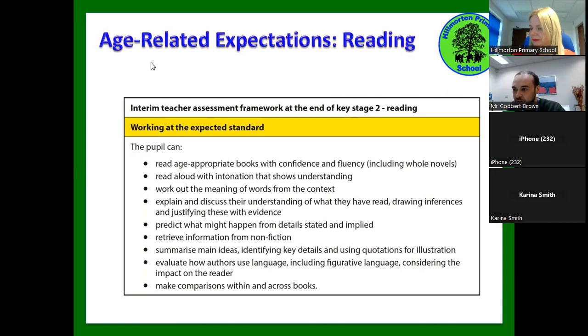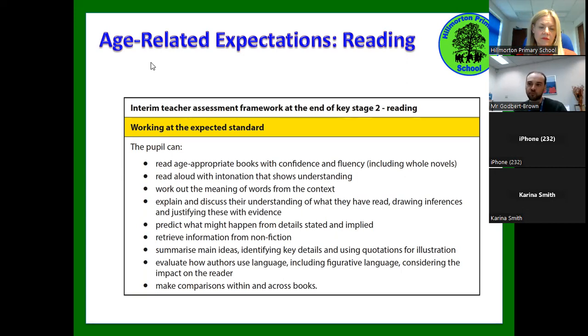But it's working out the meaning of words from context, explaining and discussing their understanding of what they've read, drawing inferences and using evidence from the text. These are all the elements that get assessed during the reading paper. With the new system that's passed levels, the children will either achieve the expected standard or they won't. They'll be classed as either working towards or working at the expected standard.